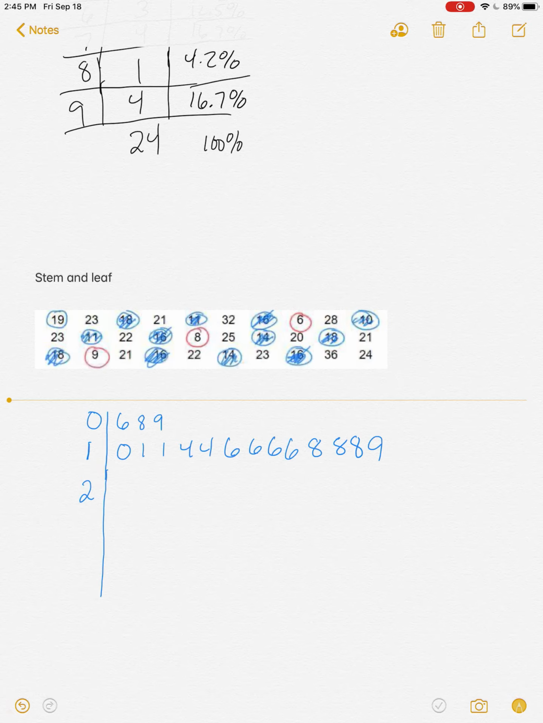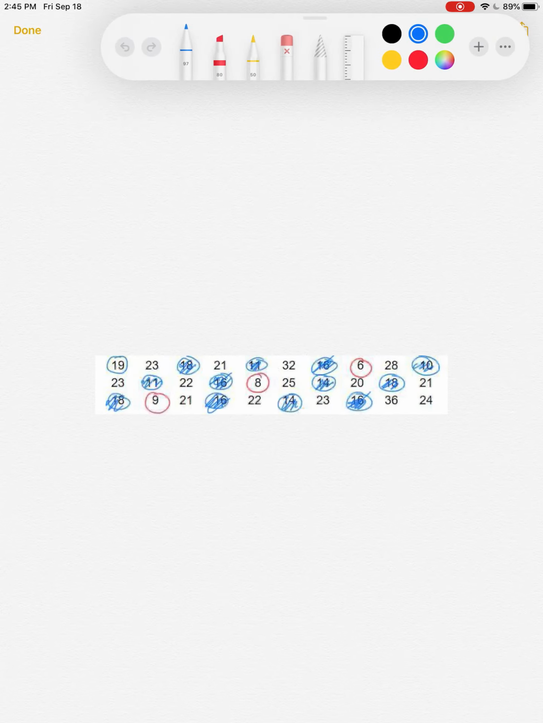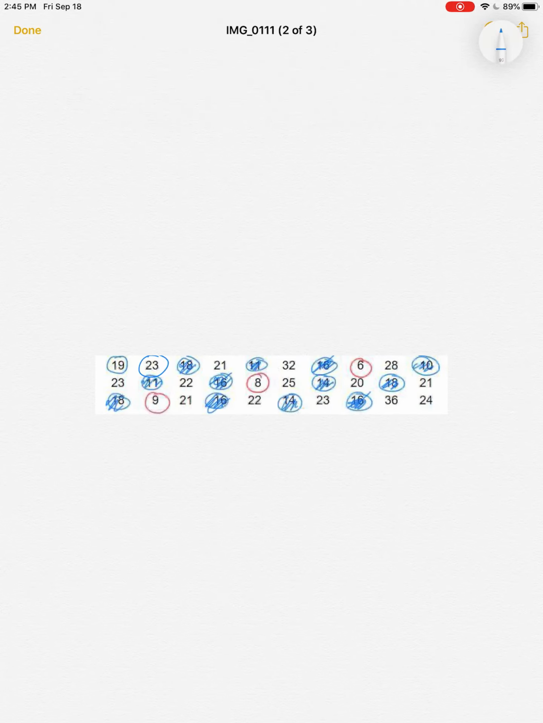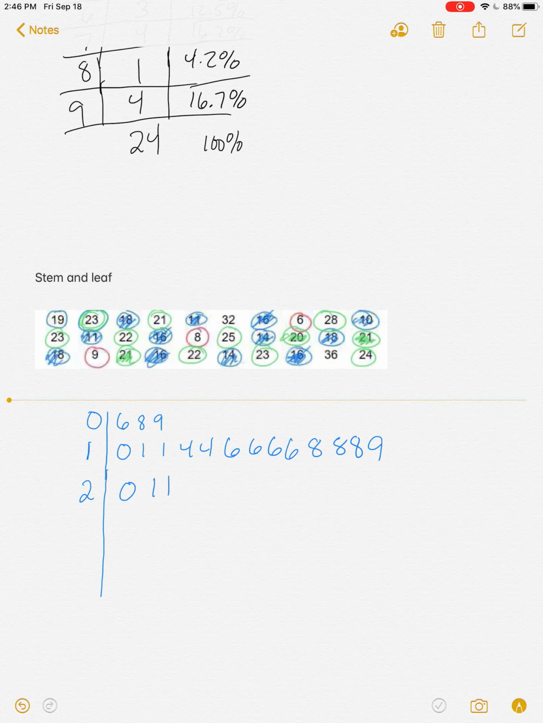Then there are numbers in the 20s. What do those look like? Let's circle those in a different color. Let's go green. 20, oops, didn't switch my color. 23, 21, 28, 23, 22, 25, 20, 21, 21, 22, 23, 24. There was a 20 right here, so we have a 0 followed by 21 and 21. So a 0 and 2 1s. So we'll just come back out here and put a 0 and 2 1s.